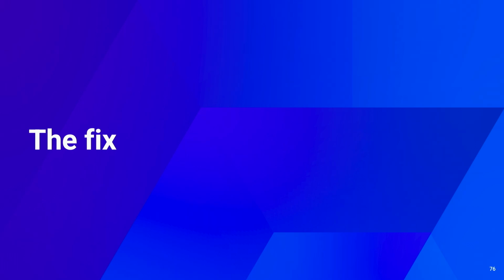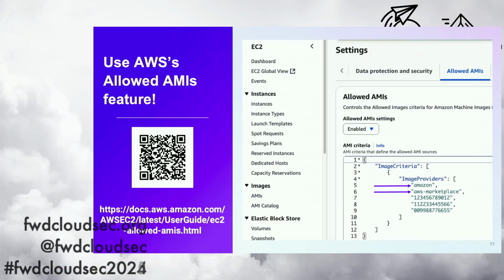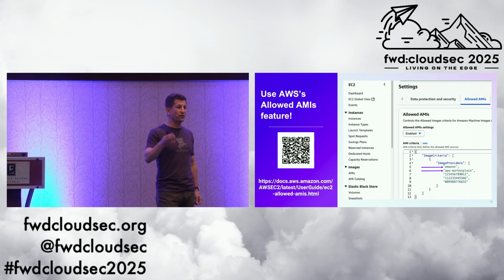So how can we all fix this? What's the best tool in our toolbox? Lucky for us, just last year, AWS released the allowed AMIs feature. This allows you to create an allow list of trusted AWS accounts. If you're not on this list and it's in enabled mode, the whoAMI attack, for instance, would just be thwarted in its tracks. It's not in the allow list.